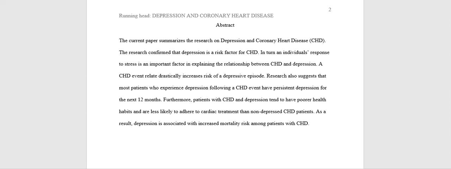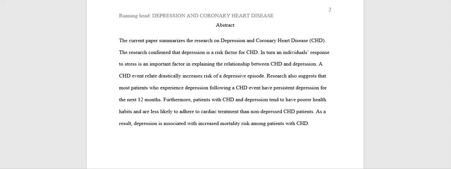So that means that if they have depression following an event, it's likely to last a long time. Patients with heart disease and depression have poor health habits and are less likely to adhere to their treatment than non-depressed patients with coronary heart disease. And as a result, depression is associated with an increased death, a lower lifespan among patients with heart disease.